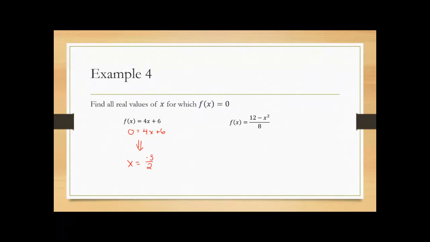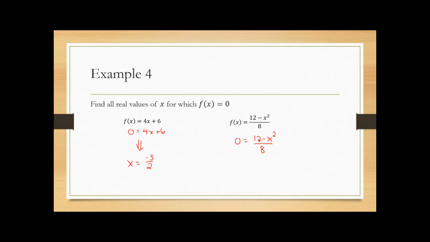Now the second example here, f of x equals 12 minus x squared over 8. So I'm going to do this one because this one is a little interesting. So you replace f of x with 0. So you have 0 equals 12 minus x squared over 8.